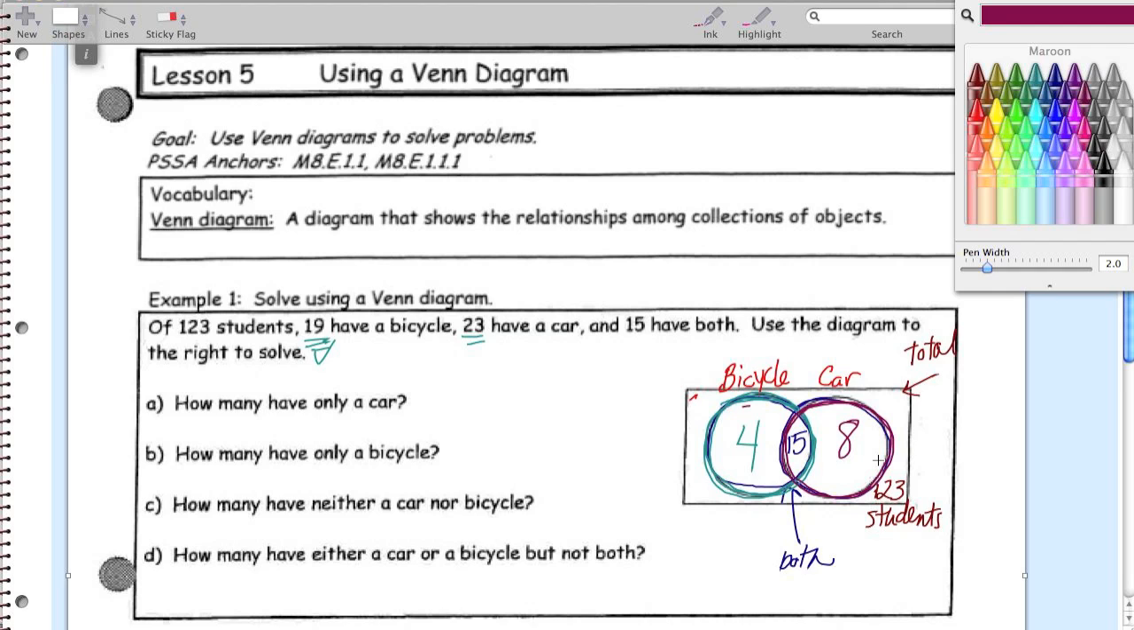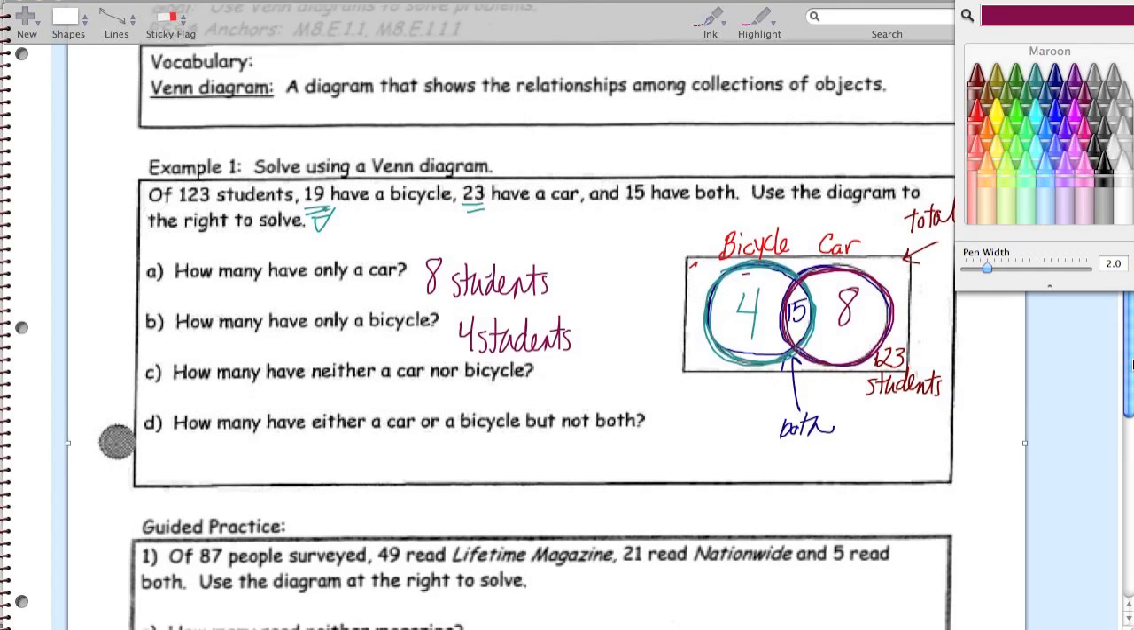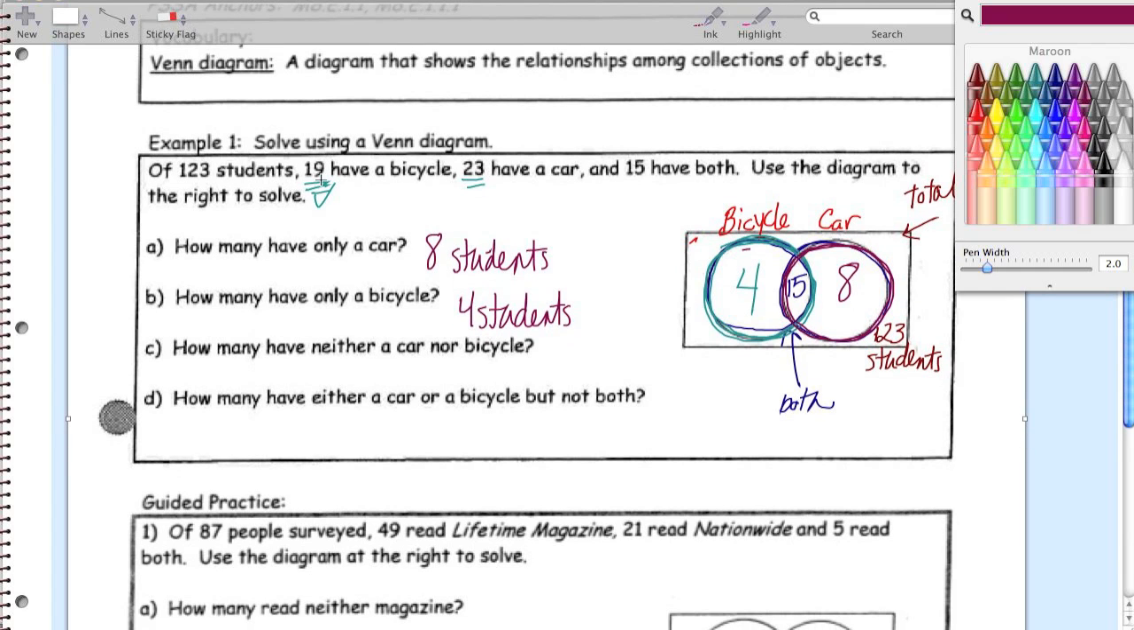So in letter A, how many have only a car? Well, there's 8 of them with only a car, so 8 students, because we don't want to count that 15 overlap. Letter B, how many have only a bicycle? 4 students have only a bicycle. It's the 15 overlap, we aren't counting again. So that's why it's important not to go to these numbers up here, because if you just put 19, you're counting the overlap as well. So this is where our Venn diagram is key.